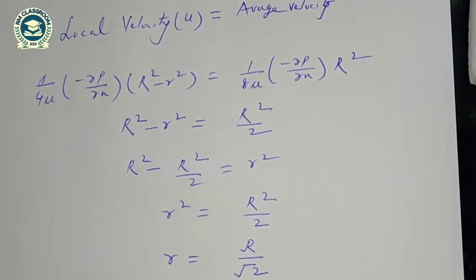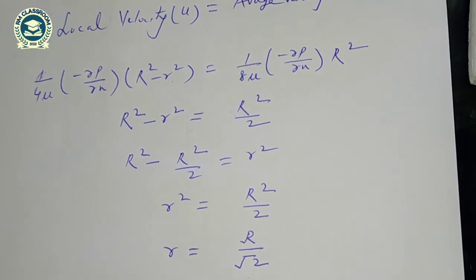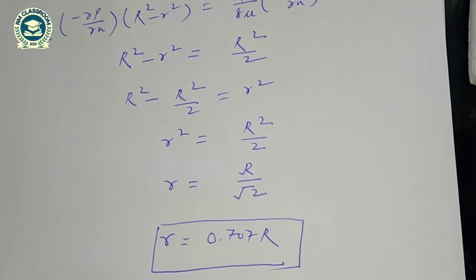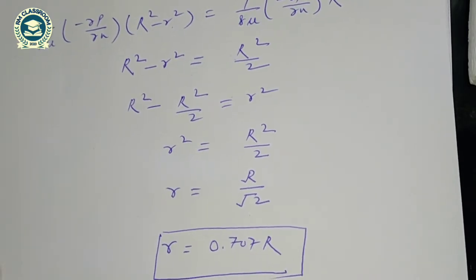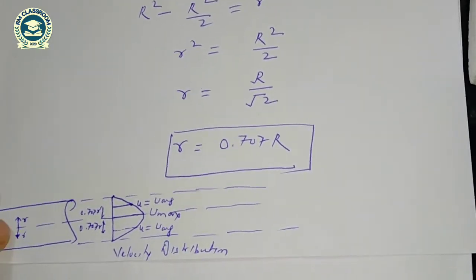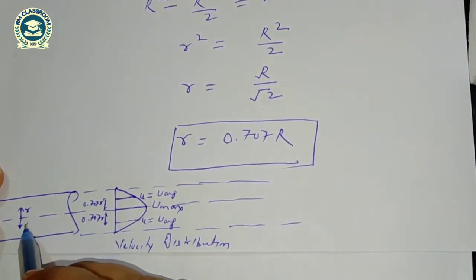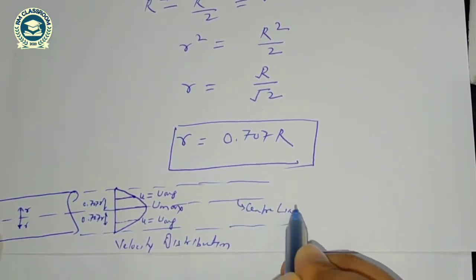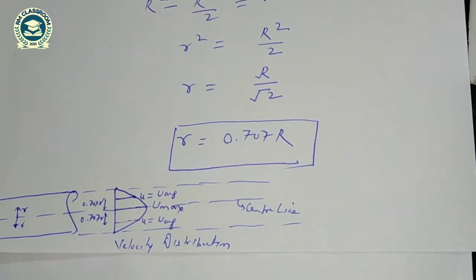So the point where our local velocity is equal to average velocity is at a distance of 0.707 R, where our local velocity is equal to the average velocity. So this is the distribution of velocity, and this is our center line. So at a distance of 0.707 R from the center line, our local velocity is equal to the average velocity.